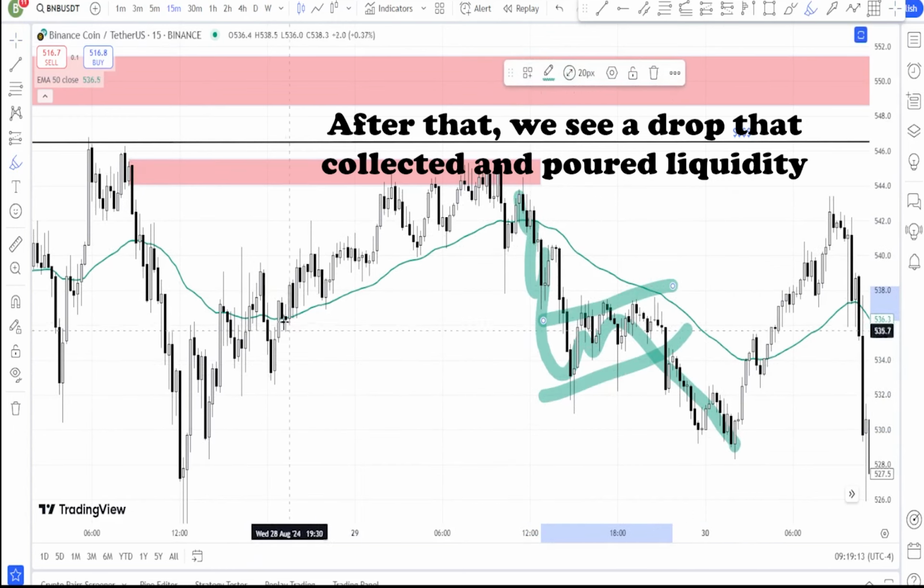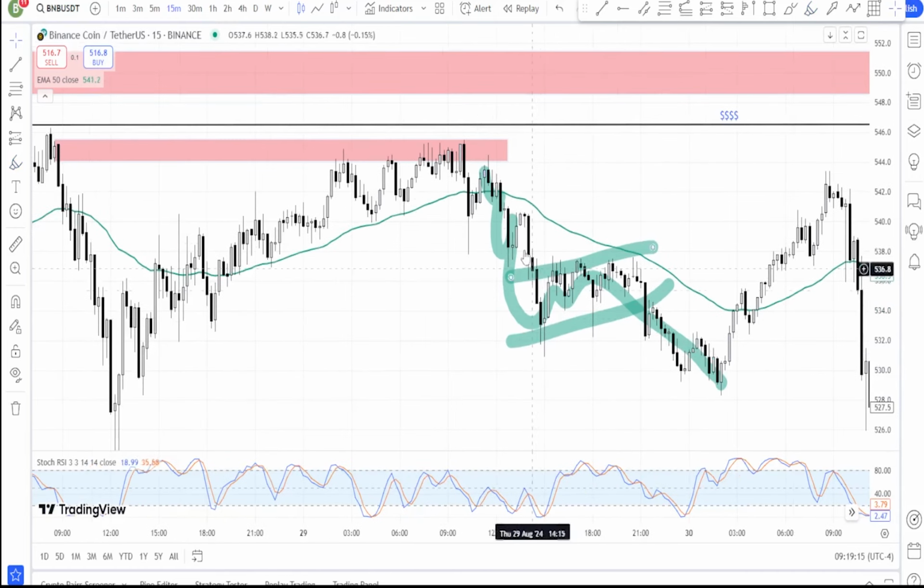2. Check RSI for momentum. Once the trend is identified, check the RSI on the same higher time frame.